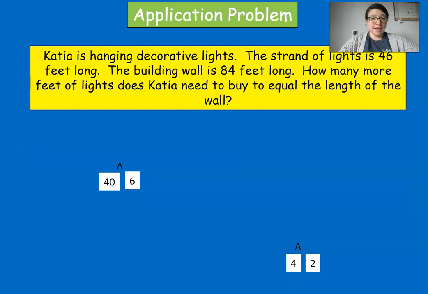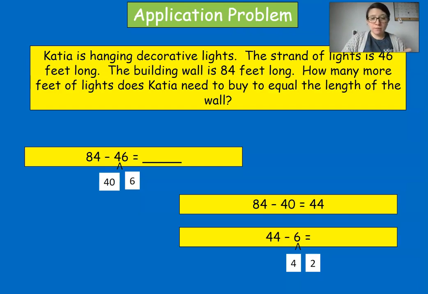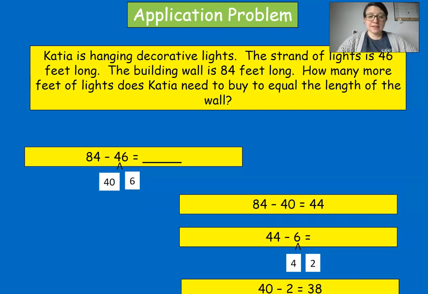Good. So again, what we're doing is finding the difference between the length of the wall and the length of the lights. So a way to find the difference is to subtract. We can do 84 minus 46. When we do that, we can break apart the 46 into our 10s and our 1s. 84 minus 40 is going to give us 44. And then we got to minus that 6 still. We're going to get 38 more feet. So she needs 38 more feet of lights to equal the length of the wall. Give me a thumbs up if you got that.